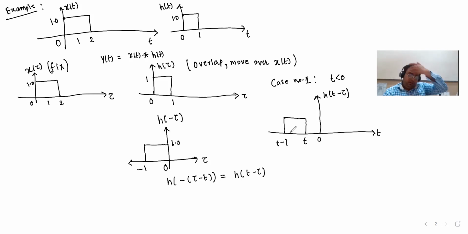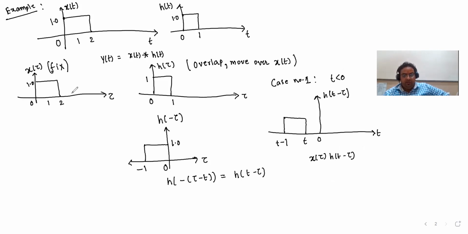Okay. Now what we have to do, we have to multiply x of tau with h of t minus tau. Remember that we are doing it for the case of t less than 0 only. So when we multiply, you can see that x of tau is varying from 0 to 2. And before 0, it is having no value.